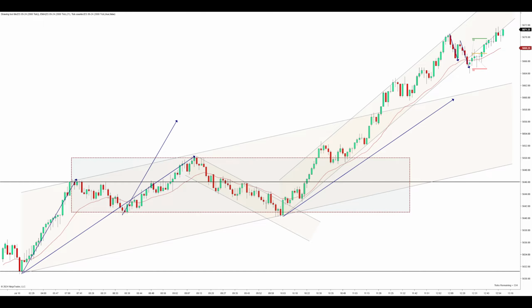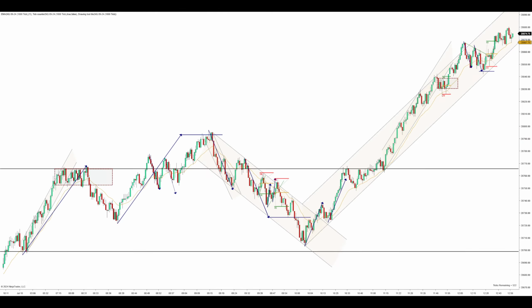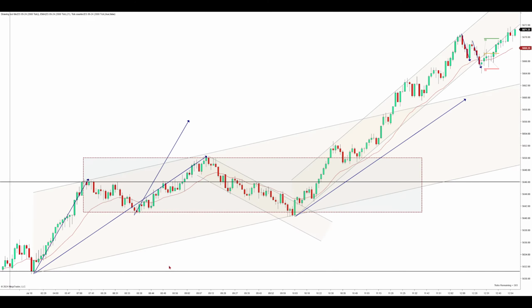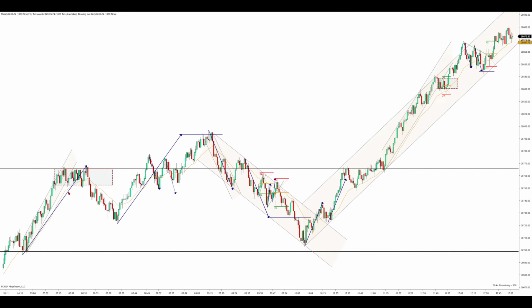Hi everyone, I'm trading the E-mini S&P 500 futures and the E-mini NASDAQ. At first we're going to go over the ES today. We have our overnight high up here, our overnight low down here. By the way, this is a 2000 tick chart. I'm using a 21 EMA, and on the NQ I'm also using a 21 EMA, but on a 1000 tick chart.